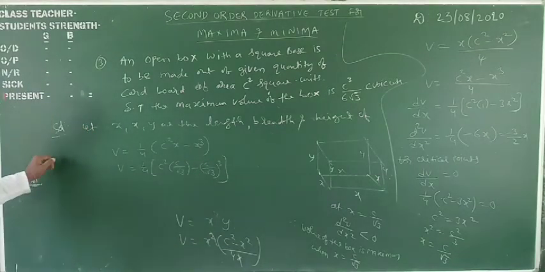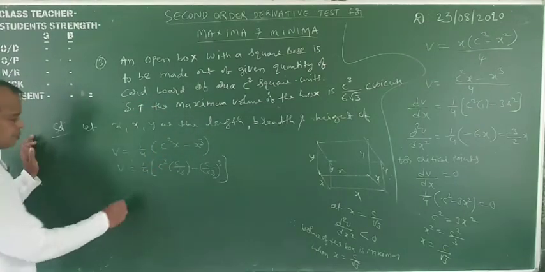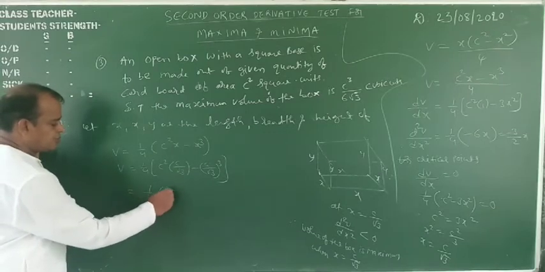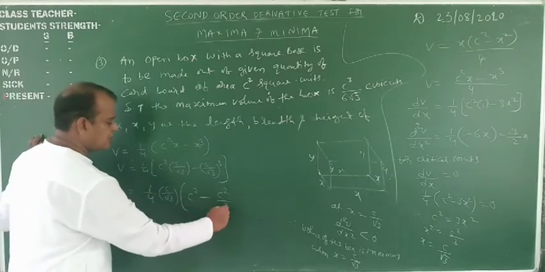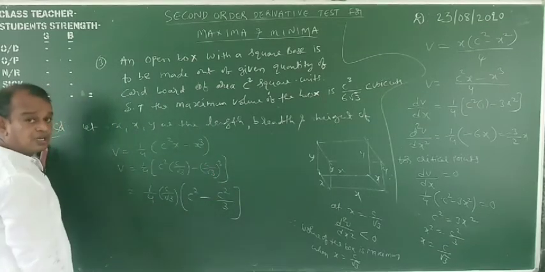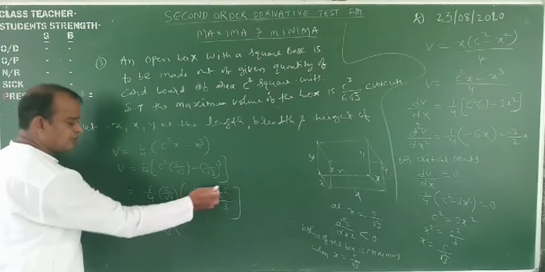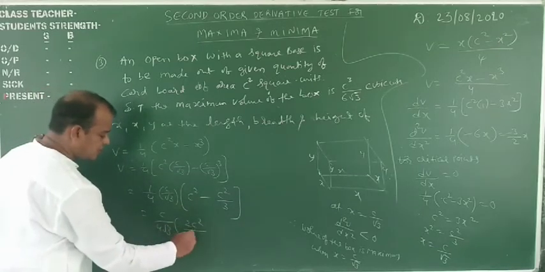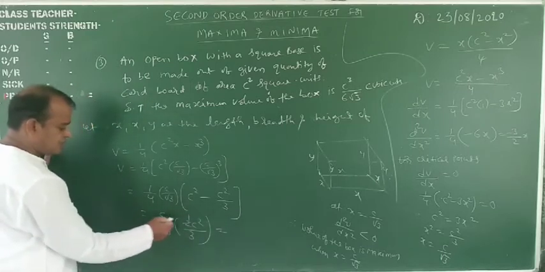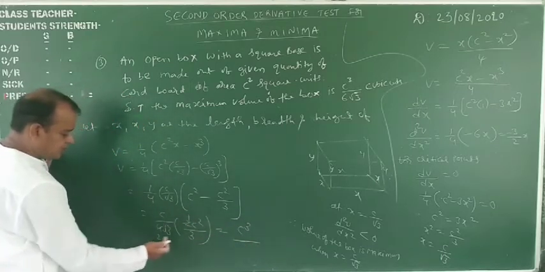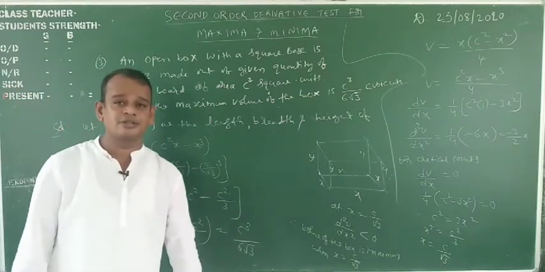What did you take common out? c by root 3 taken common out, 100%. 1 by 4 into c by root 3 taken common out, c square minus c by root 3 whole square, that is c square by 3. Okay, c by 4 root 3 into 3c square minus c square, 2c square by 3. 2 2s are 2, 1s are, that equals numerator c into c square, c cube, by denominator 3 2s are 6 root 3. Volume is in cubic units, my dear students. Okay.